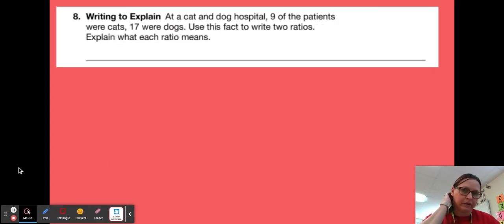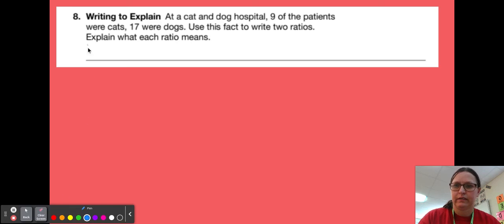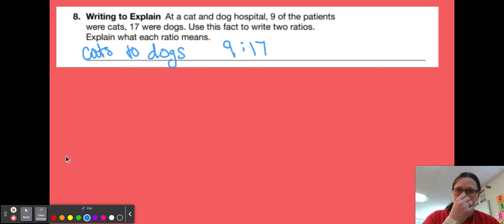At a cat and dog hospital, 9 of the patients were cats, 17 were dogs. Use this fact to write 2 ratios. Explain what each ratio means. So I might say, how about cats to dogs? So I would do 9 to 17. And let me say dogs to total, the total number of animals.